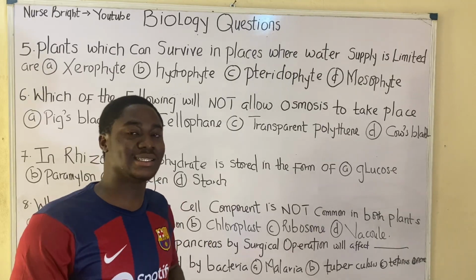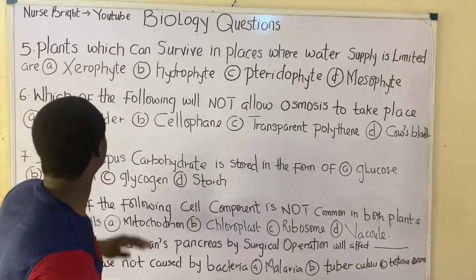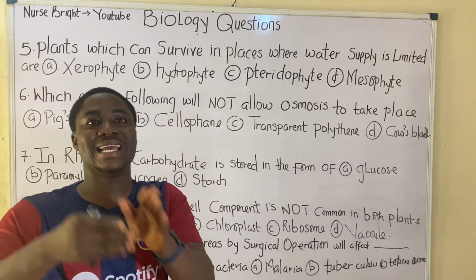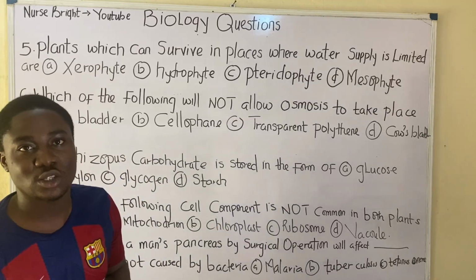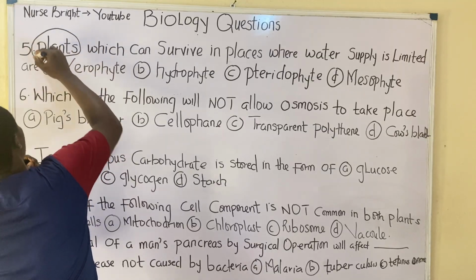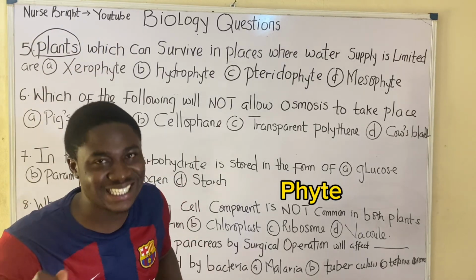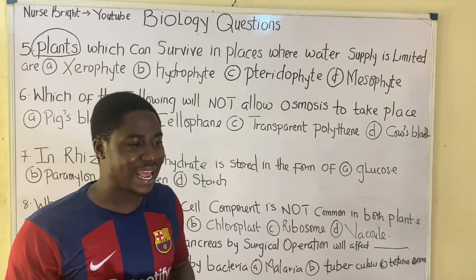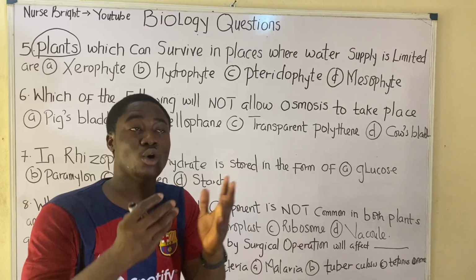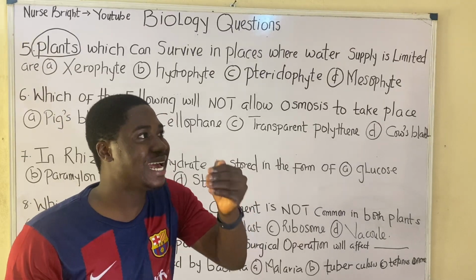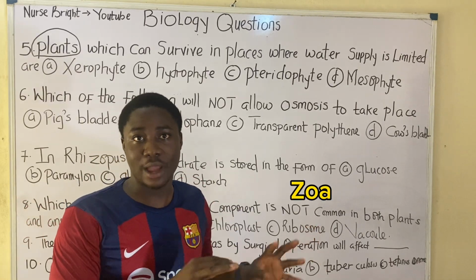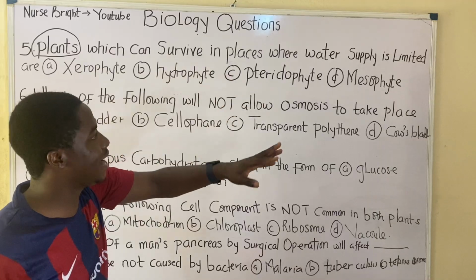Moving further, let's get into the next practice question, and it says, plants which can survive in places where water supply is limited are. Now this question is extremely easy. We have to look at the word plants first of all. Anything that ends with phyte should be called a plant. Listen carefully. In classification, when I hear the word xerophytes, I know that those groups of organisms are plants. Anything that ends with phyte is a plant, but anything that ends with zoa is an animal. Are you getting my point? So all of these end with phyte, so they are all plants.